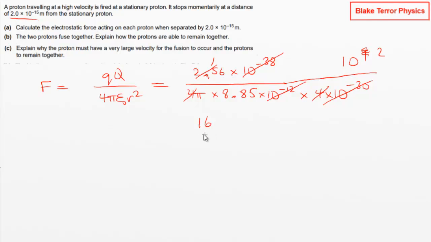So we've got 16 divided by 8.85 times pi, and then multiplied by 100. So that's what we've got on all of those. So we're hoping on this, I'll stick it into the calculator and see what we end up getting. So 16 divided by 8.85 and then divided by pi gives 0.575, so 57.5 newtons. The 2 protons fuse together.